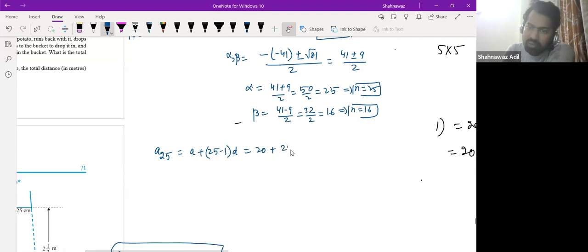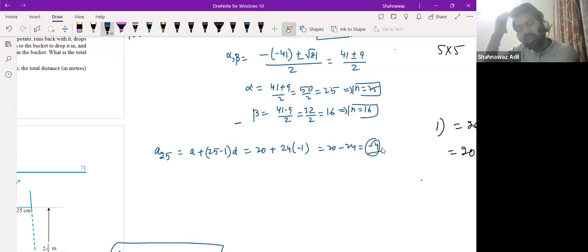So 24 minus 1, so that is 20 minus 20. That is minus 4 logs. So in the last row, there are minus 4 logs, right? So is this possible? No, sir. This is not possible, so this is discarded.